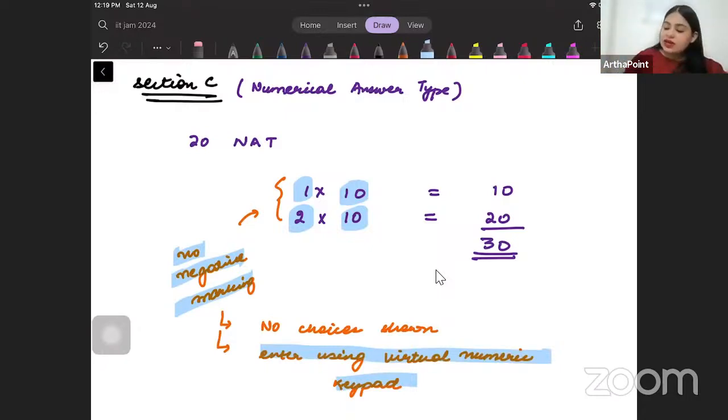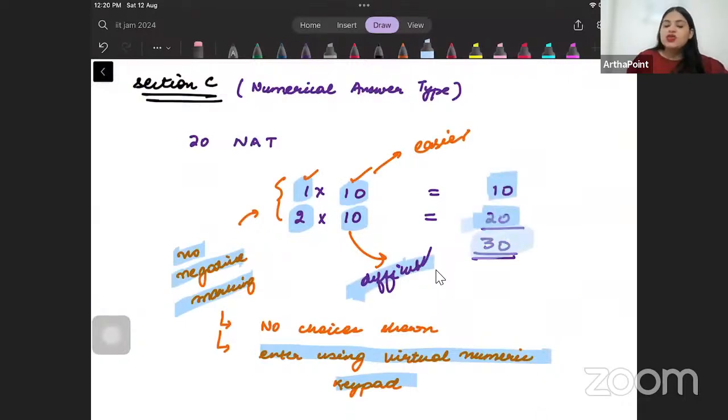So again, beta, 10 questions, 1 mark each. These are comparatively easier. And 10 questions, 2 marks each. These are comparatively difficult. Okay, totally 20 marks for this and 10 marks for this. So section C is going to contain 30 marks. Let me give you an example of easy and difficult question.